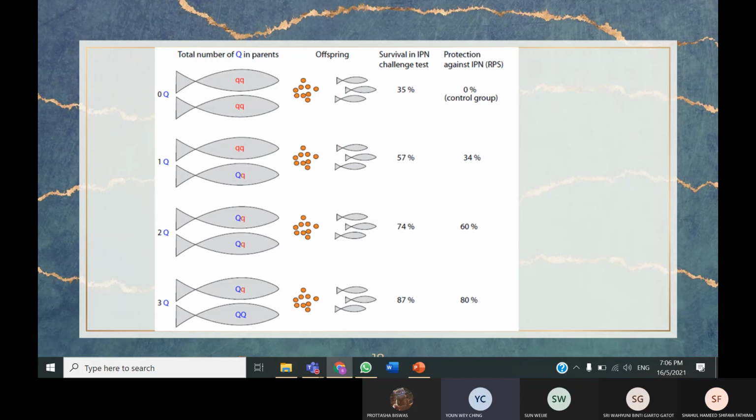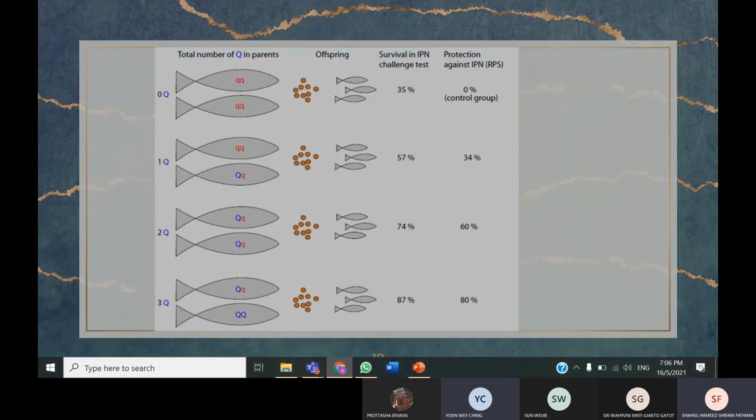The diagram here shows protection against IPN for different numbers of dominant Q in the parents. We can see that if there is 0 dominant Q in the parents, then the protection against IPN is 0% and this is also the control group. And if the number of dominant Q is 3, then the protection against IPN is as high as 80%.